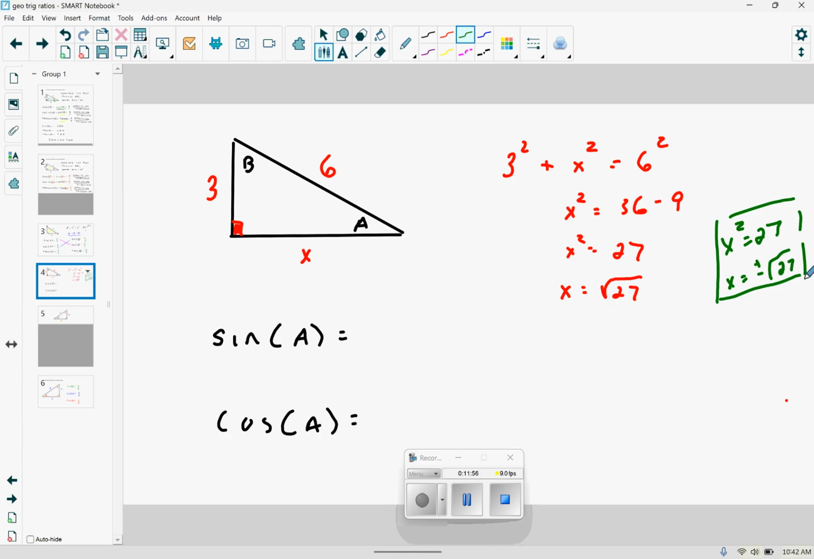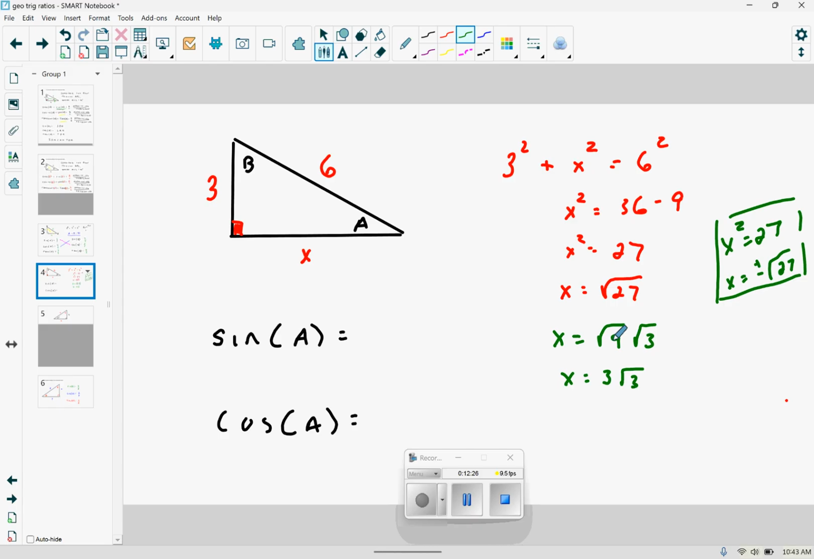So now we do want to simplify this. When we do these problems, we want to simplify these square root guys. And we learn that the square root of 27 is the square root of 9 times the square root of 3, because 3 times 9 is 27. And we know the square root of 9 is 3. So x is going to be 3 square root of 3, because the square root of 9 is 3. So the square root of 27 is 3 square root of 3.